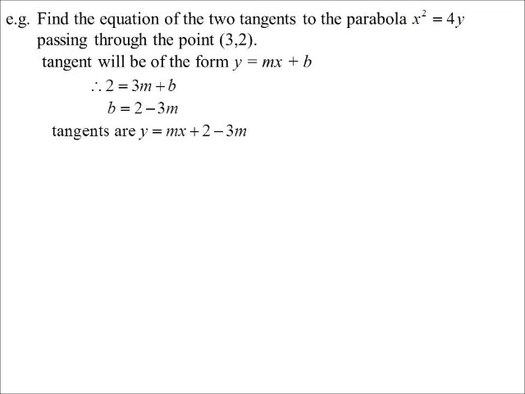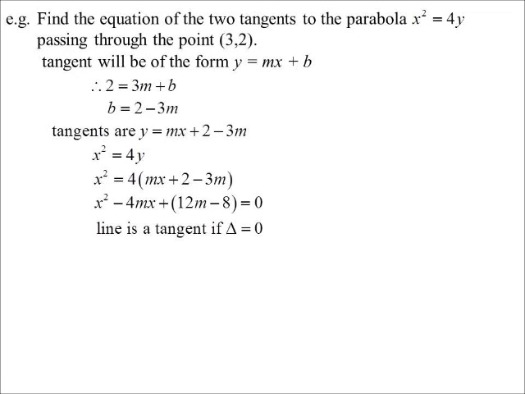What are the slopes of the lines? Well, x squared equals 4y is the parabola. So we're going to solve them simultaneously. Instead of 4y, I'll make it 4 times (mx plus b), but b is 2 minus 3m. Create the quadratic, and there's that common idea I'm going to use. If it's a tangent, then the discriminant will equal 0. There will only be one solution to this quadratic. So solving that, there's my discriminant.